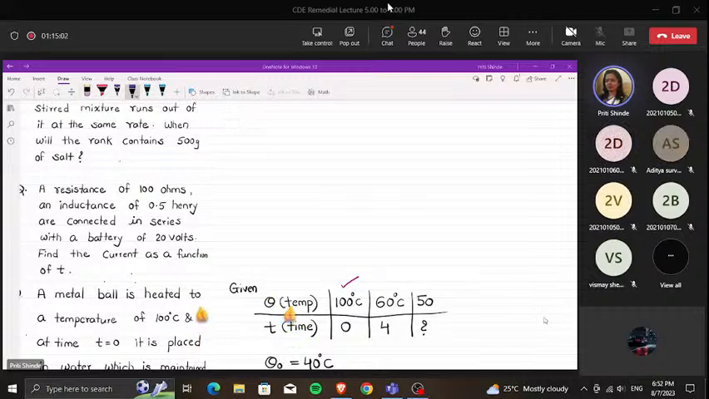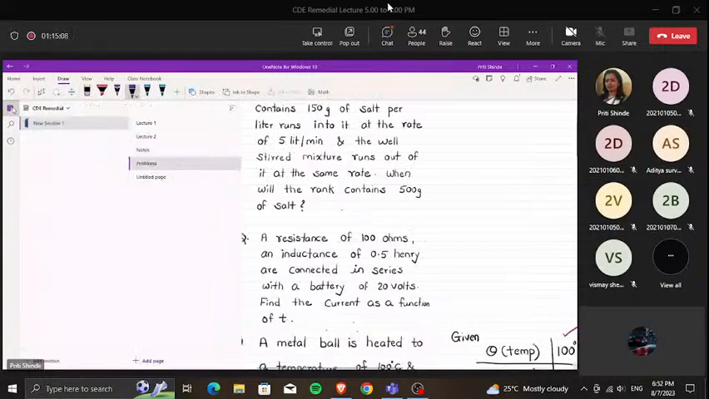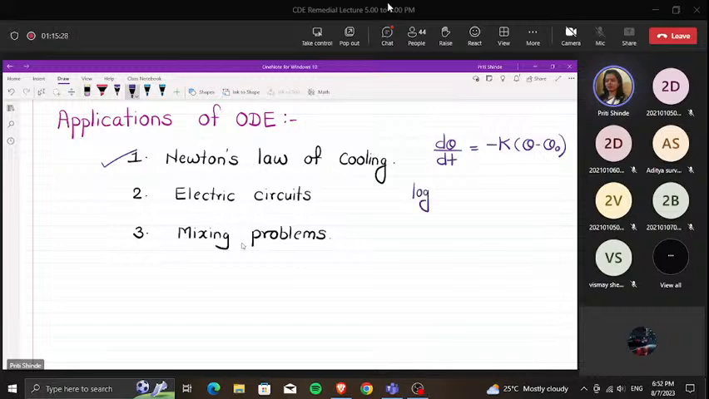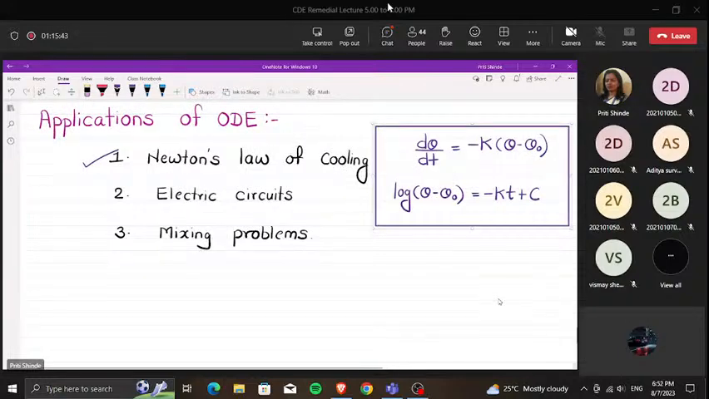Okay, so second application. So this is over for Newton's law of cooling. d theta by dt is equal to minus K into theta minus theta 0, and the general solution is log of theta minus theta 0 is equal to minus kt plus c. Just remember this, and using your table, find C and K.